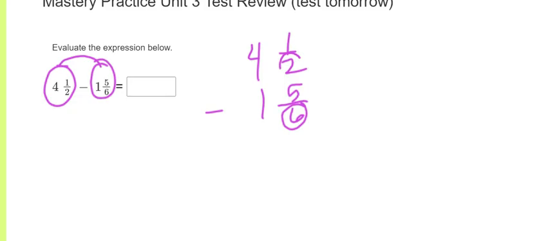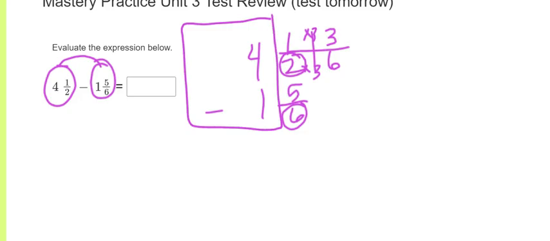6 has a common factor with 2. So I'm actually going to leave these in fraction form and then just convert that to 6. So 2 times 3 is 6. 1 times 3 is 3. And now we can subtract the whole number from the whole number, and then we're going to look at subtracting the fraction from the fraction.